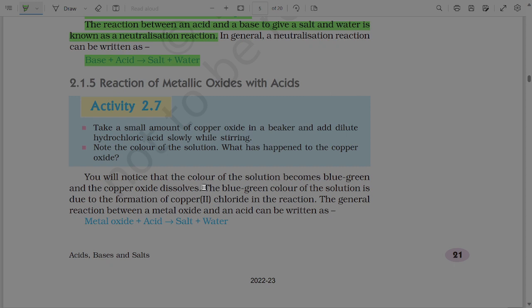The blue green color of the solution is due to the formation of copper 2 chloride. Copper 2 chloride is a salt, and its color is blue green. The reaction can be generalized as metal oxide plus acid gives salt and water. So here the copper oxide, when we add dilute hydrochloric acid to it, forms copper 2 chloride and water.